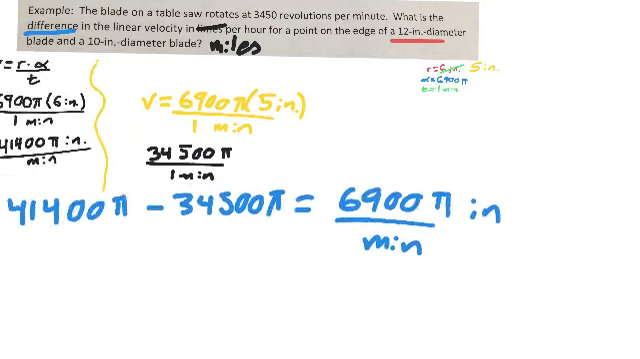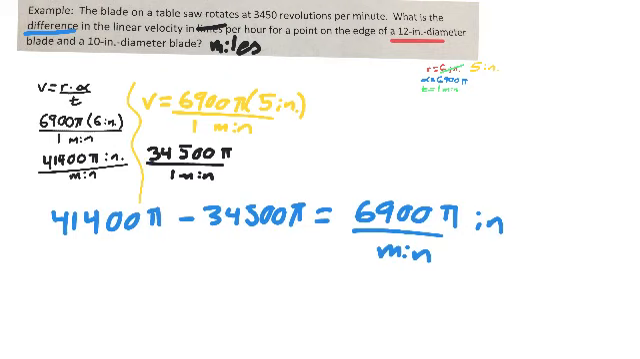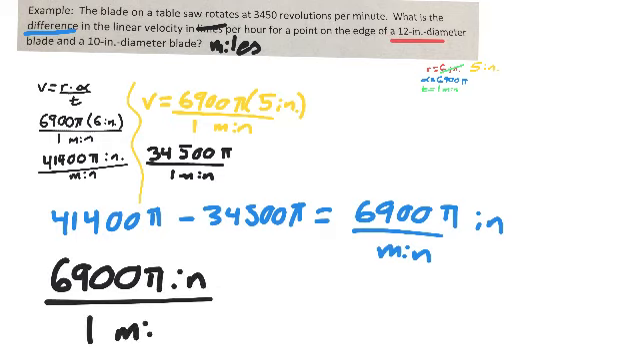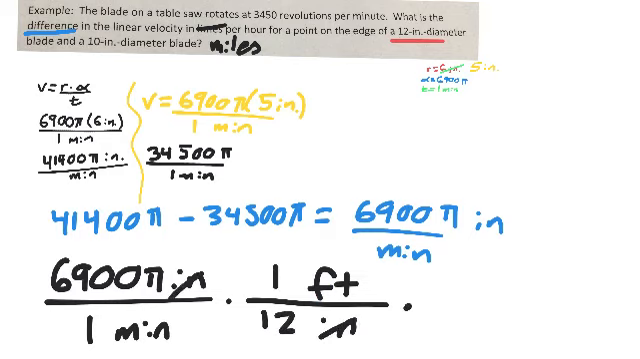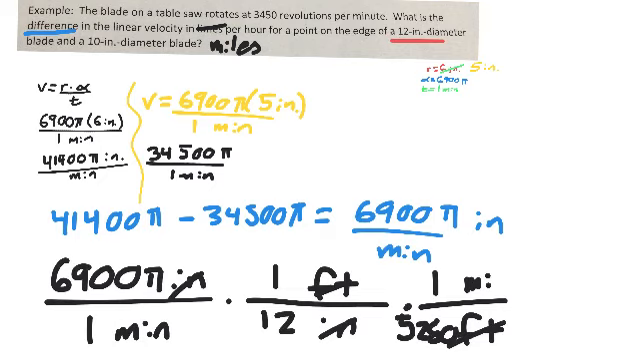And now again, it tells me it wants the answer to be in miles per hour. So I have to convert again. So I've got 6,900 pi inches over 1 minute. I'm going to go from inches to miles. So inches in the denominator, feet in the numerator, and in 1 foot there are 12 inches. So inches cancel. And then I'd put feet in the denominator, miles in the numerator. That way feet cancel. And in 1 mile there are 5,280 feet. So now I've got it into miles.